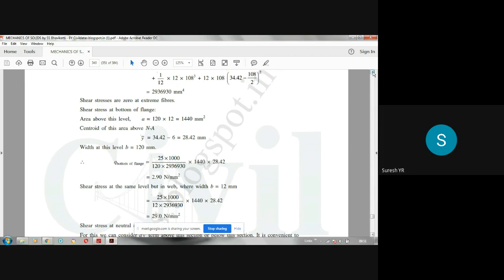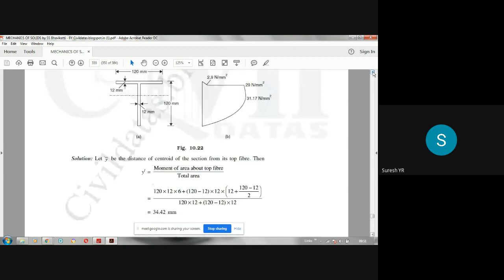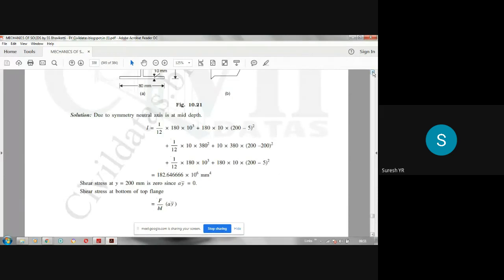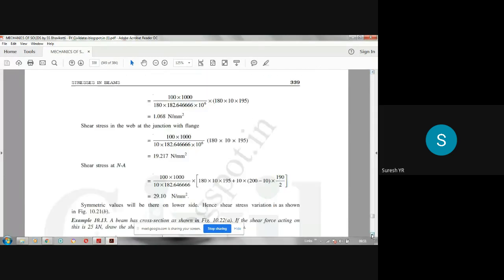120 only has taken. Okay. So that means you have to take 180 only. So 180 only we have to take, not 170. It is correct. Whatever he has done is correct. So please note that here.